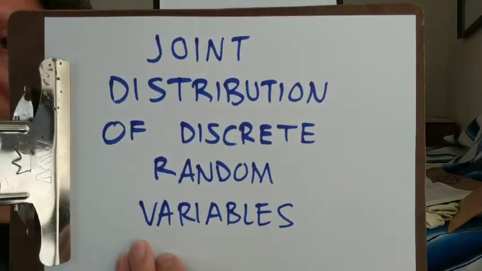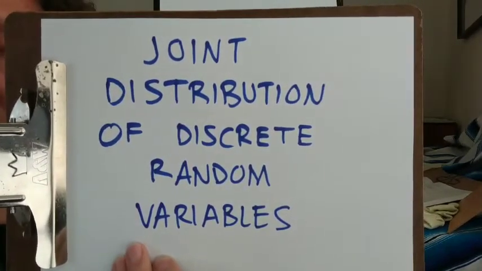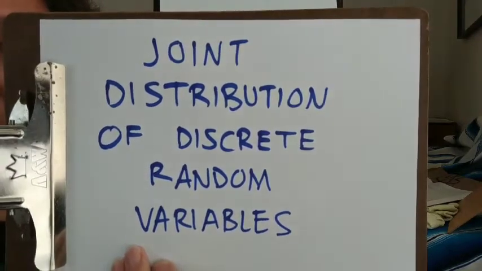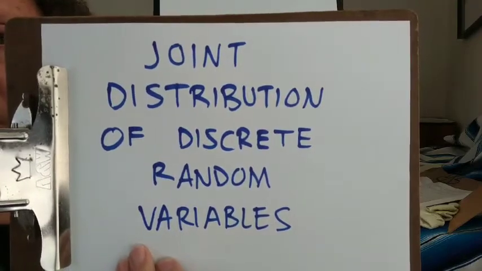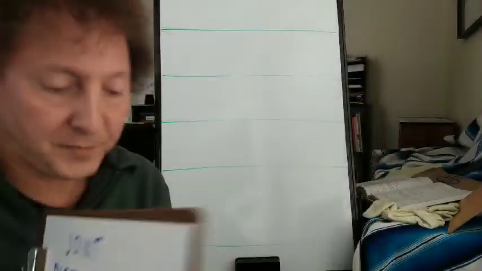When there's one thing that we want to predict, we use one random variable and its probability distribution. When there's two things that we want to predict, we use two random variables and something called their joint distribution.